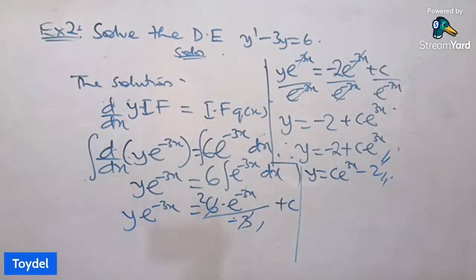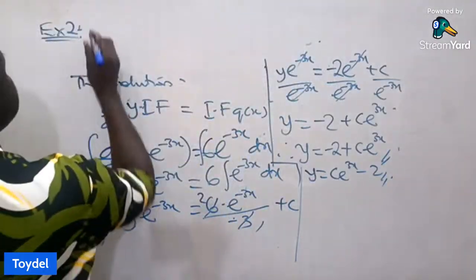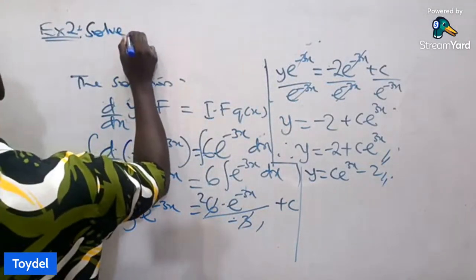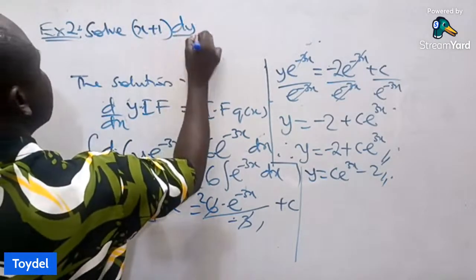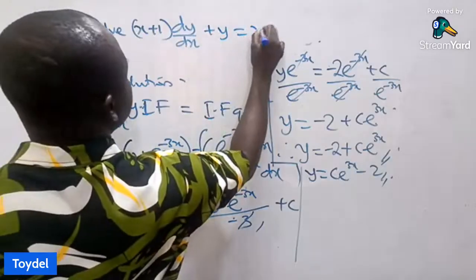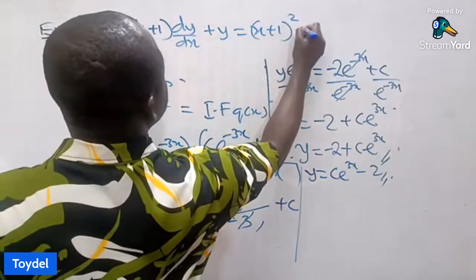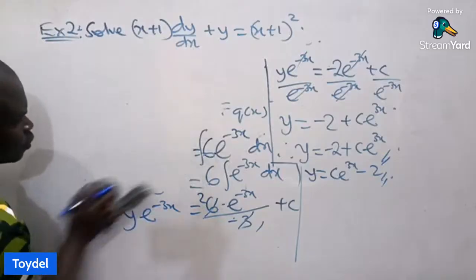Under first order linear differential equation, let's take another example. That will be example 2. Under this example 2, we have to solve x plus 1 dy dx plus y is equal to x plus 1 all squared. This is another example. So in this case, what do we do?